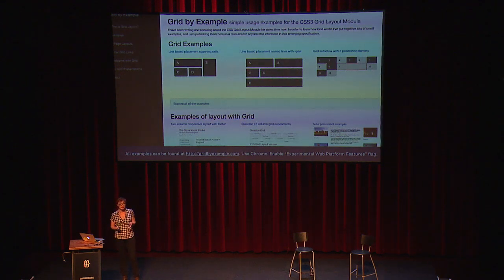Now, I mentioned that I'm going to go through a bunch of worked examples. They are all online. This is my website, gridbyexample.com. It's where I put all my little experiments into Grid, and I try and keep that up to date as the spec changes and the implementation in Chrome changes. You need to enable the experimental web platform features flag in order for these things to work. It's behind a flag in Chrome at the moment.